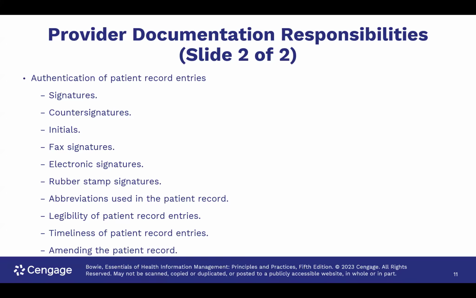And whether you do this in a paper world where you're drawing a line through the entry, writing your initials and then dating it, or you're doing it electronically where everything shows in an addendum with the name of the provider, date, and those processes need to be spelled out in your policies and procedures.